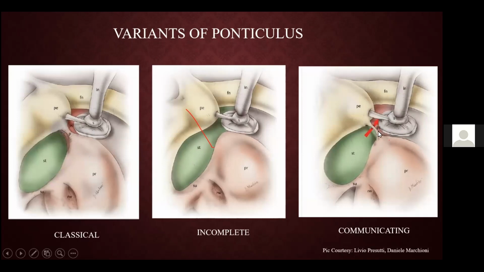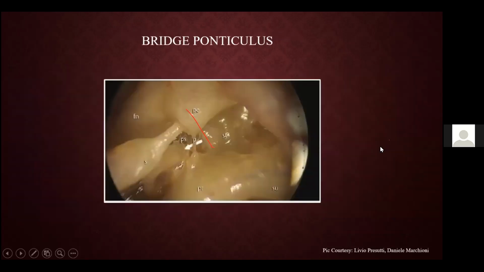Sometimes there is a fine bridge of the ponticulus, and it also leads to communicating disease from the sinus tympani towards the posterior tympanic sinus. So it becomes tricky, but we have to find out the variant whenever possible, which is mainly helped with the endoscope, and try to clear the disease to avoid any recurrences. This is the endoscopic picture of the bridge ponticulus or the communicating ponticulus. And you can see the disease is continuing between the two spaces.